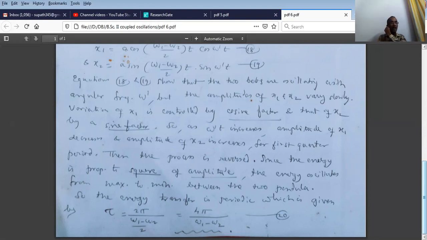Why is it 4 pi? This is because there is already 2 pi, and the denominator, omega 1 minus omega 2 divided by 2, when it comes to the upper part, is multiplied by 2. That's why in total it is 4 pi instead of 2 pi. This is the periodic energy transfer in coupled oscillations. In this way, the whole chapter on coupled oscillations is completed.